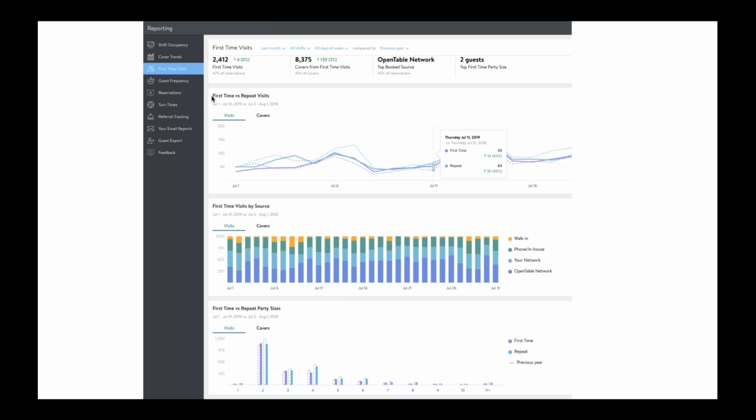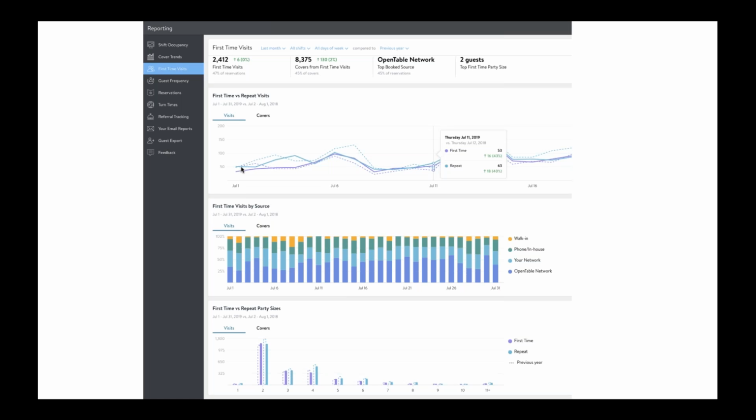Now, this gives you a breakdown of first-time diners versus repeat diners. Looking at the data for July 1st through July 31st this year versus last year, you get a chart of repeat and first-time diners. The purple dotted lines are last year's first-time diners, and the purple solid lines are this year's. The aqua dotted lines are last year's repeat diners, and the aqua solid lines are this year's repeat diners.